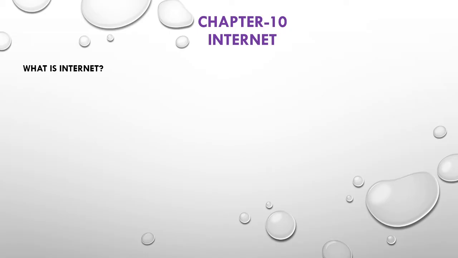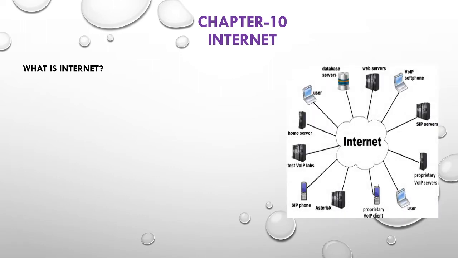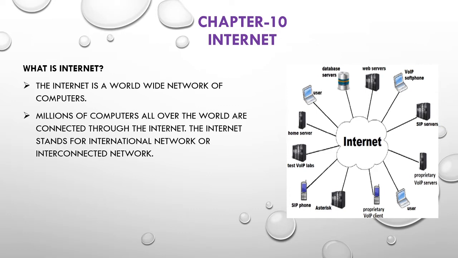So what is Internet? Internet is a network of networks, or in simple terms we may call it millions and millions of computers connected with each other. So it is a huge network of computers around the world. A network refers to a group of computers connected together. So there are millions of computers in this network. So it is a worldwide network of computers.